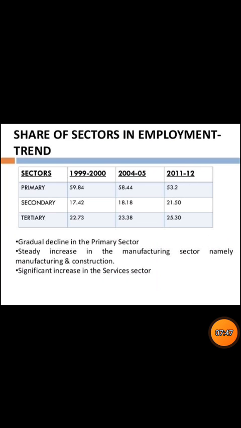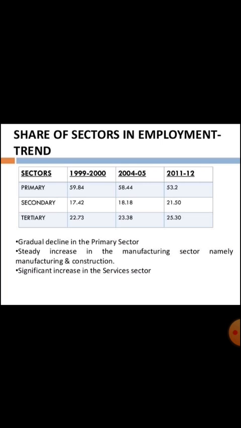Now we see the share of sectors in employment trend. The primary sector between 1999 to 2000 provides 59.84%. In 2005, it provided 58.44% of employment, and between 2011-12, it provided 53.2% of employment.